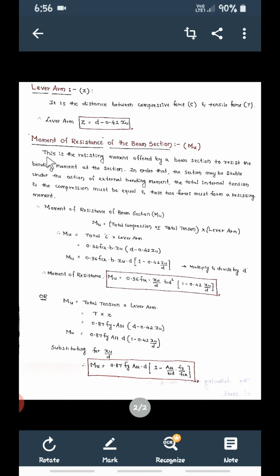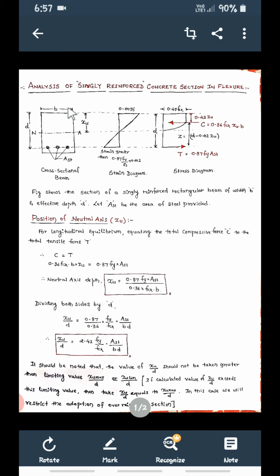Next important term is moment of resistance of the beam section. What is this? It is indicated as capital M or MU. MU means ultimate moment of resistance. So what is the moment of resistance? When the load comes on the beam, bending moment will be there. Because of the load, bending moments will be there, and there is a possibility that the beam is going to bend.